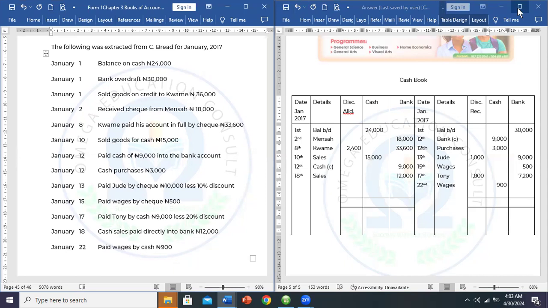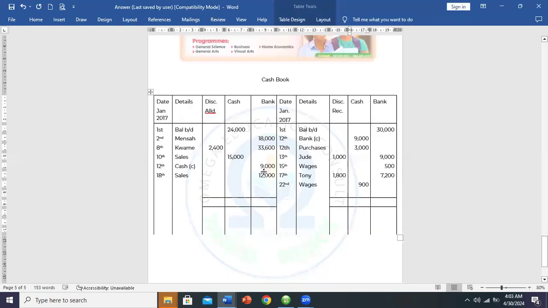So if you are balancing it, this is what you do. Do it column by column. You balance your cash column first, followed by your bank column, as in do it separately. For the discount columns, you don't balance with carry down, brought down. You just need the total.